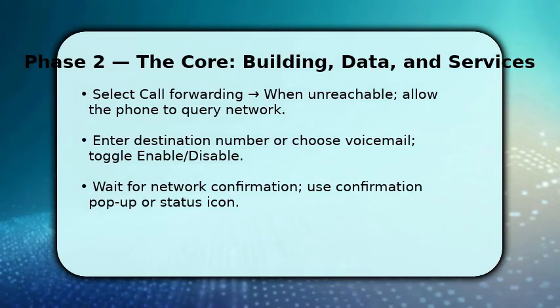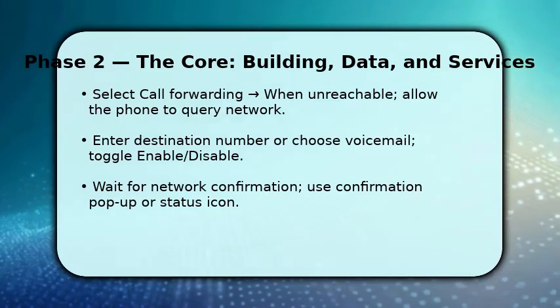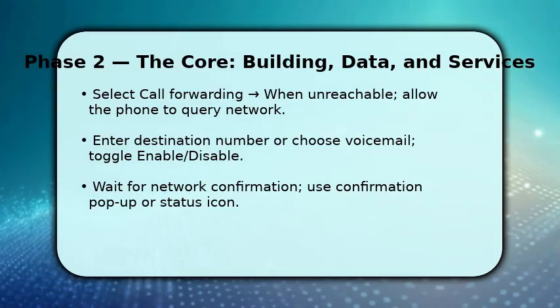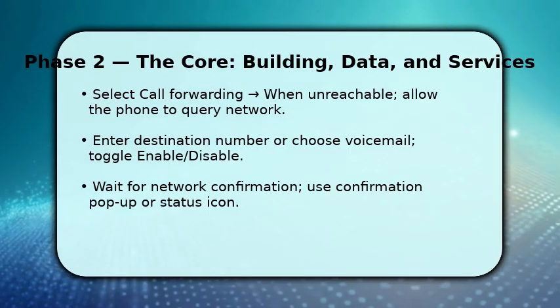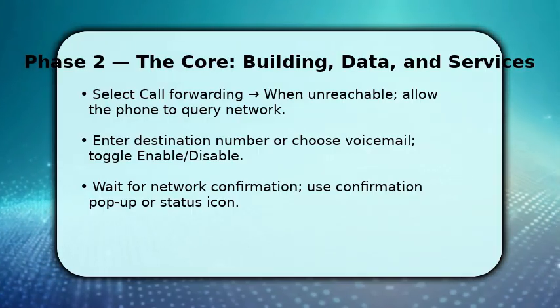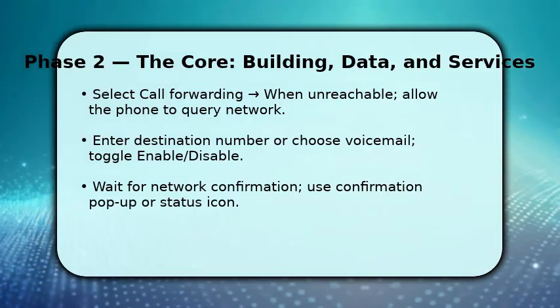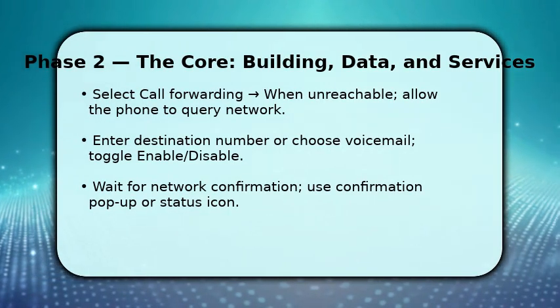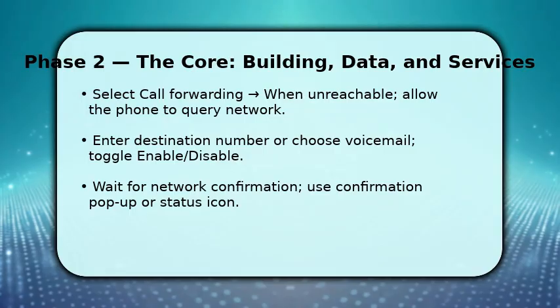Enter the forwarding number, or pick your operator voicemail if you want calls sent there, and toggle Enable to set it. Make sure to confirm any pop-up or SMS from the carrier. This confirms activation. If you change your mind later, return to the same menu and disable, or update the number to restore. Finish by verifying the setup.